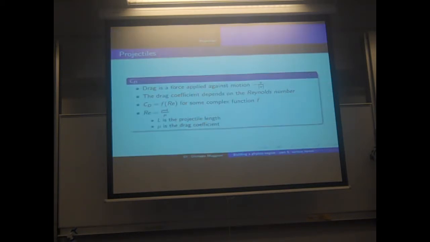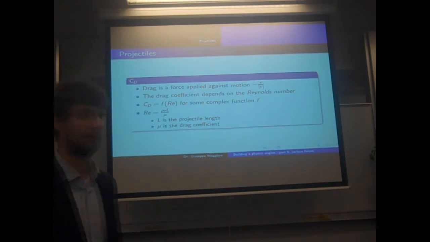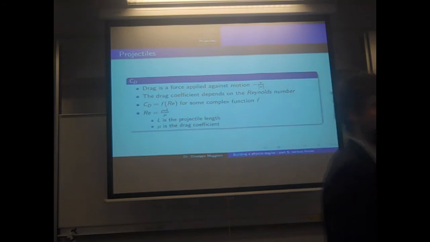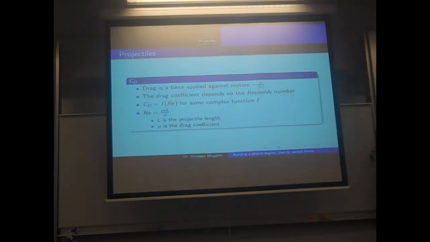But this formula is a lie. And now we'll see exactly why. So, first of all, naturally, you apply this force in what direction? Against the direction of the velocity, obviously. So you multiply Fd by minus V divided by length of V, so minus the normalized velocity.